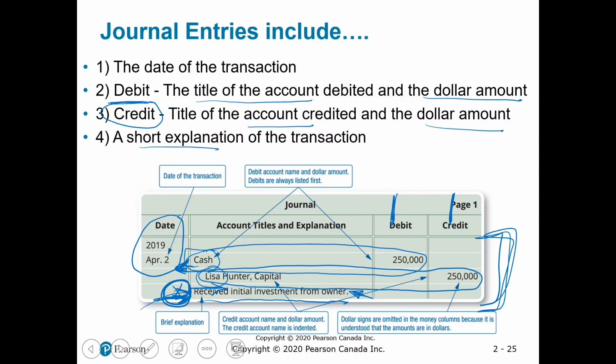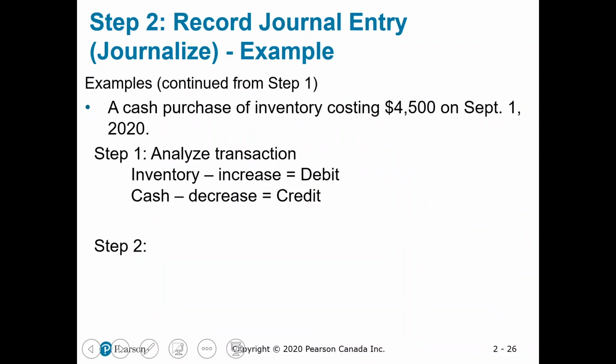Okay, so next we will continue on with the examples that we were looking at. In step 1 and part of step 2, we analyzed the accounts, figured out whether they increased or decreased, and whether those made a debit or a credit. So step 2 is actually recording the journal entry.